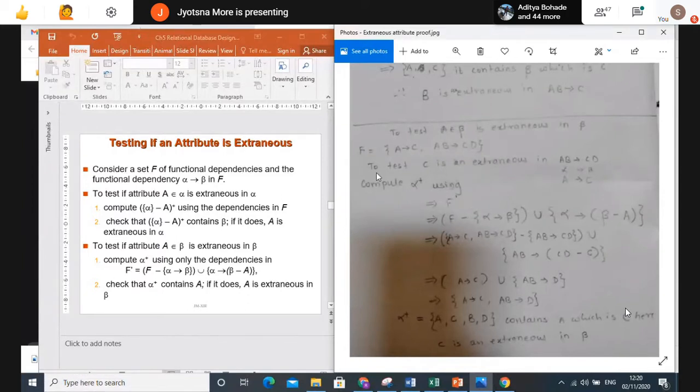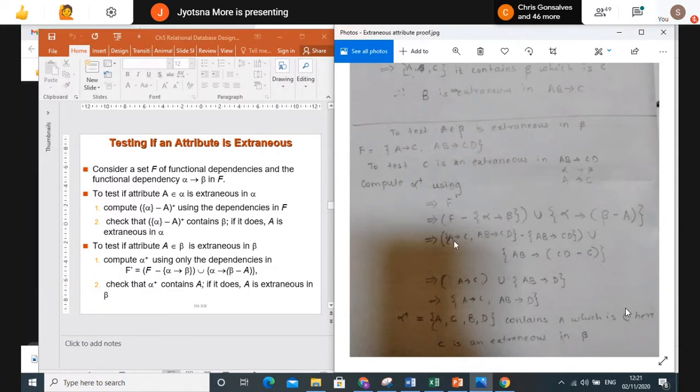So to test whether C is an extraneous attribute, in this case alpha is my AB and beta is my CD. You can see I have written this is the alpha part and this is the beta part, alpha determines beta. Now I have to compute alpha plus using the functional dependencies F dash, which is equal to what I have written, the same formula given so that you have to learn. Now in this formula I will put the values.